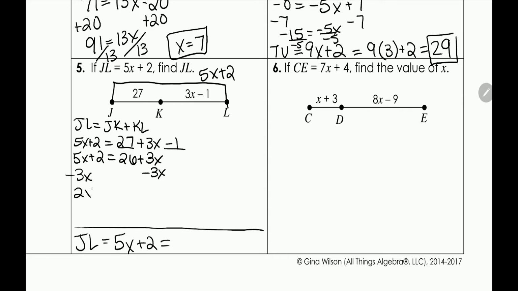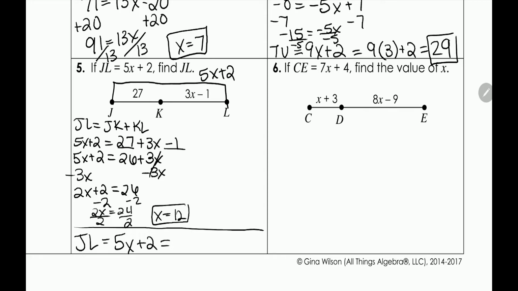5x minus 3x is going to give us 2x. We still have this plus 2 equals 26, and the 3x's cancel out because 3x minus 3x is 0. If we subtract this 2, we're going to get 2x equals 24. Then we'll divide by 2, giving us x is 12.